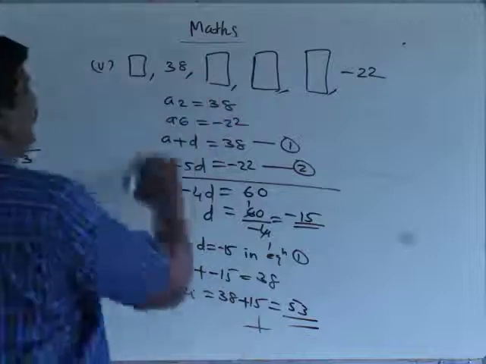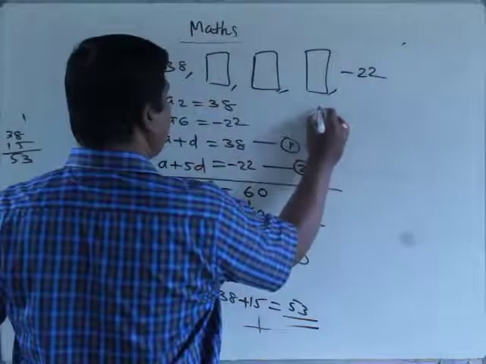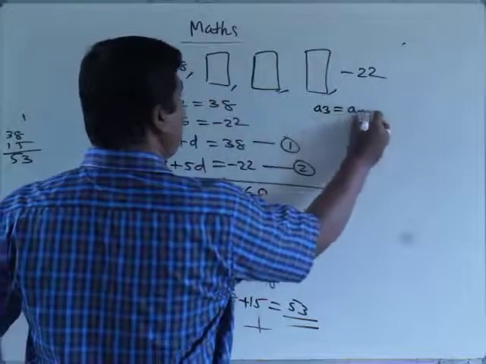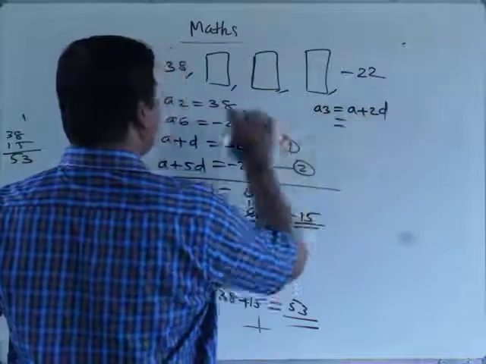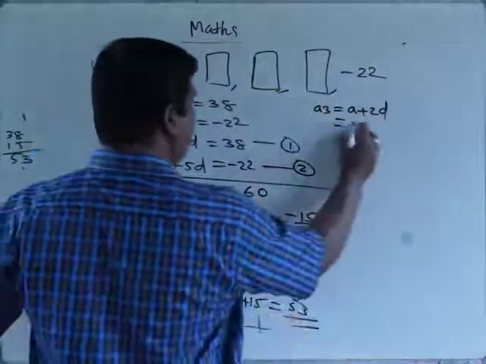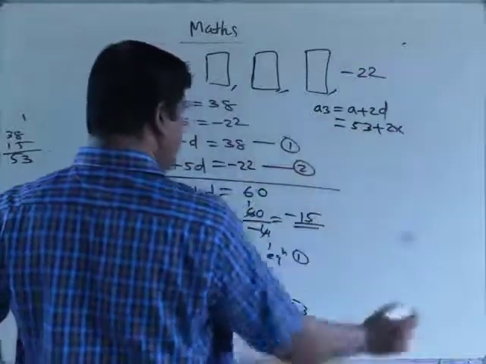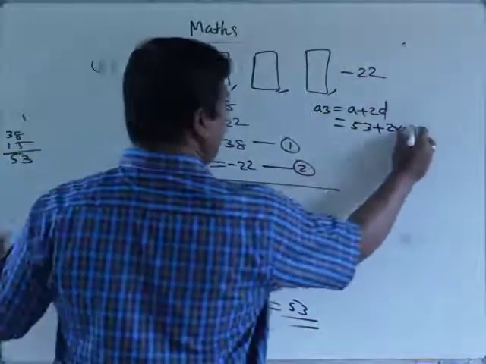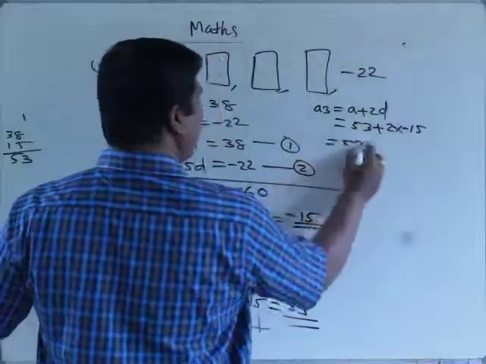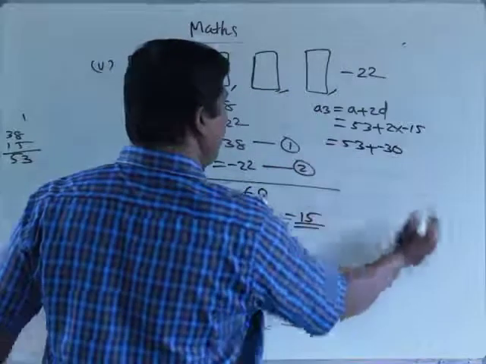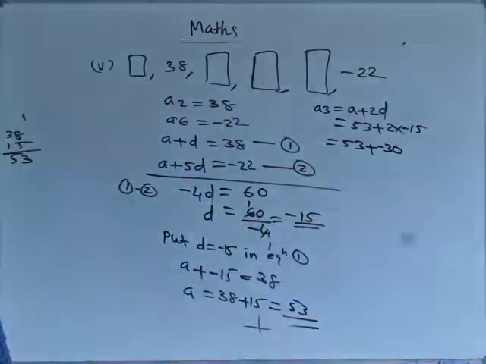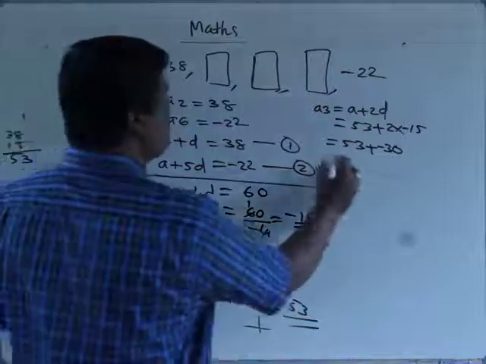Then find out the third term, A3. So A3 is equal to the formula A plus 2D. That is A, A is 53, plus 2 into D. What is D? D is minus 15. So 53 plus minus 30. The answer is plus 23.